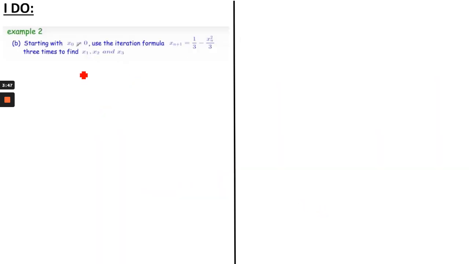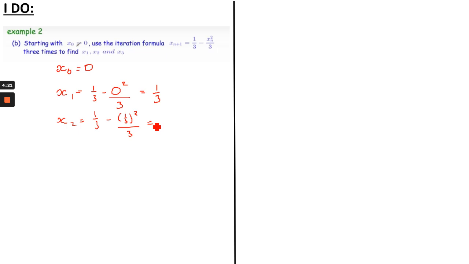Now this one, in exactly the same way, we're starting x0 with 0. The next number in the sequence is a third, subtract the last number squared divided by 3. So the next number is a third minus the previous number squared divided by 3. So type that into your calculator and you're going to get a third. Now, the next number in the sequence is a third minus the last number in the sequence squared divided by 3. So we're going to type that into our calculator.